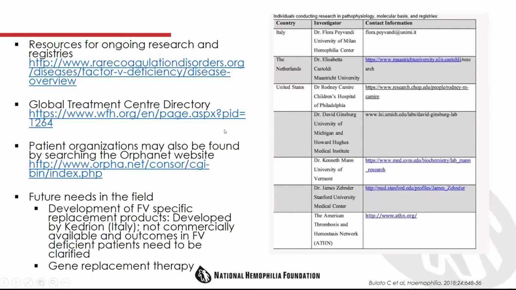It is also important for patients and providers to know that there are several resources which are available for these rare bleeding disorders, including the Rare Coagulation Disorder website. There is a global treatment center directory maintained by the World Federation of Hemophilia, and there is the Orphanet website where patient organizations can be found. There are a lot of researchers who are interested in factor V deficiency, and this list can be found at the Rare Coagulation Disorder website.